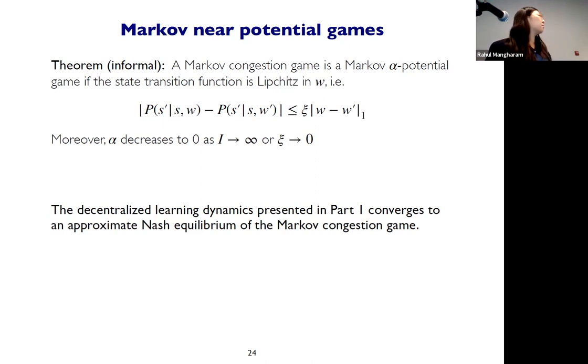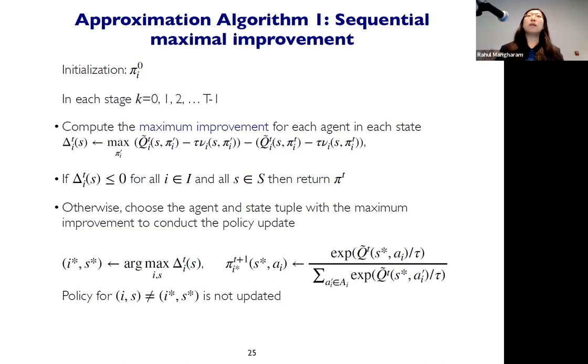So the rest of the results of this paper include a new algorithm we propose called sequential maximum improvement. That is very simple. Only one agent does the update, and this agent only updates the policy for the realized state that achieves the maximum improvement. We find this algorithm to be a natural generalization of the sequential best response in the Markov setting, but you are not required to compute the entire RL policy update for the single agent. It's simply this logit update.